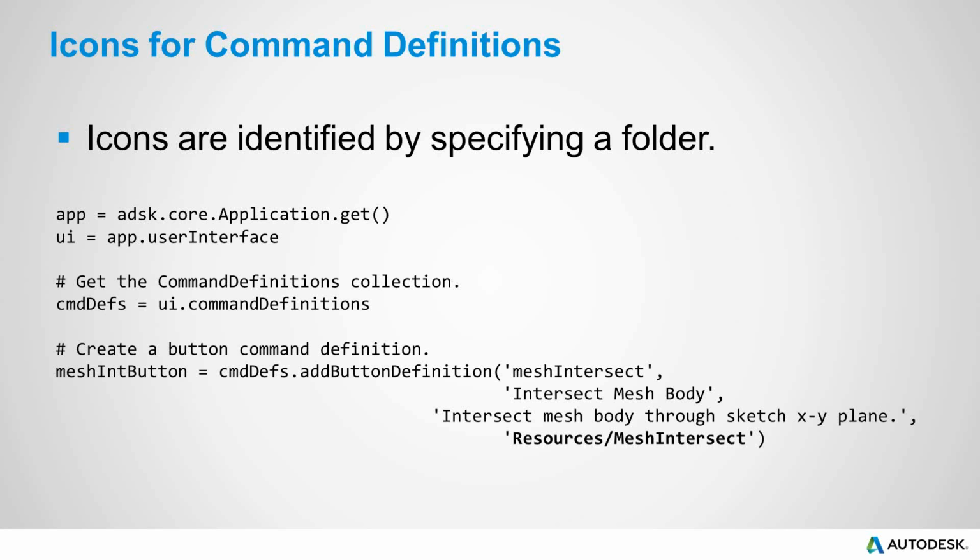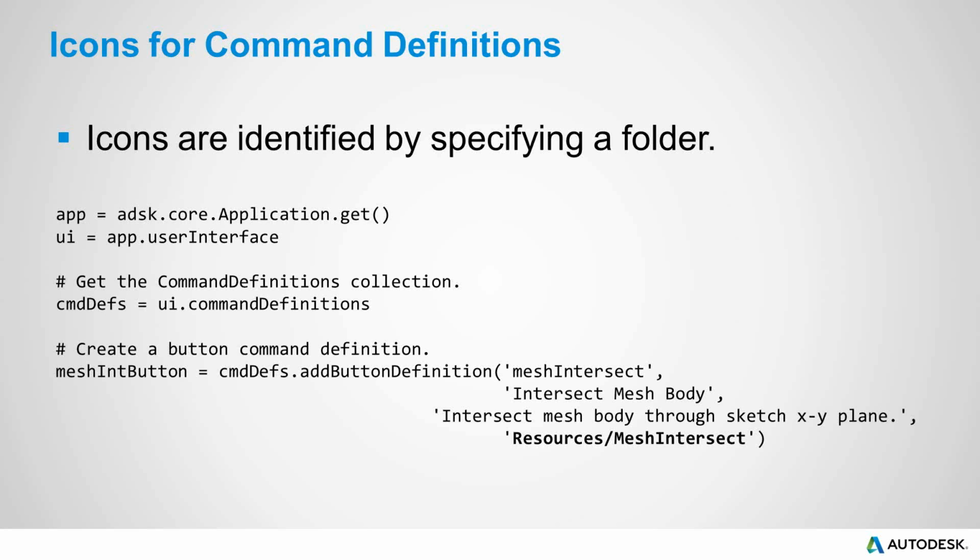And so here's some example code that's going to create a custom command. You can see it connects to the application, gets the user interface object from it, and then it gets that command definitions collection from the user interface object, and then it's calling this add button definition method on the command definitions. And that's creating this custom command definition. The first argument there, the mesh intersect, that's an ID, and that needs to be unique with respect to all other commands. So usually you might prefix that with your company name or something that is going to make that unique. The next argument is the name of the command, so that's what shows up in the UI as the name. The next argument is the tooltip. And then that last one is where the icon is.